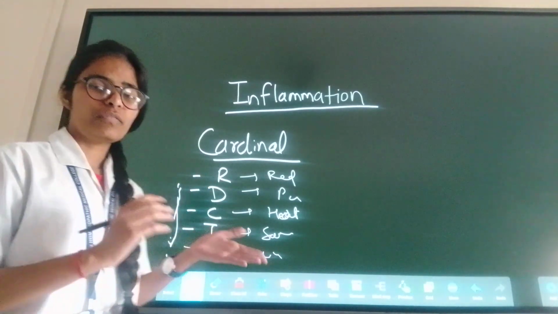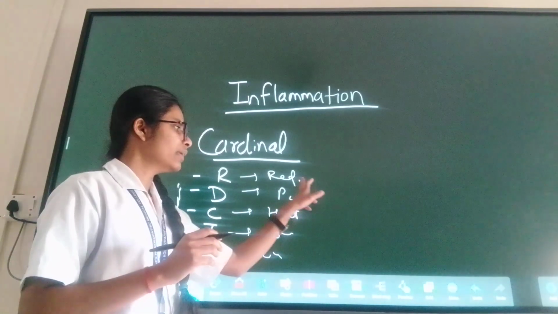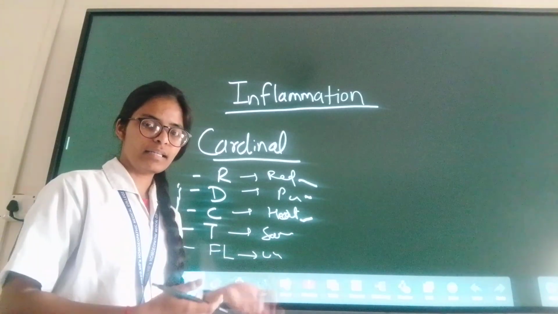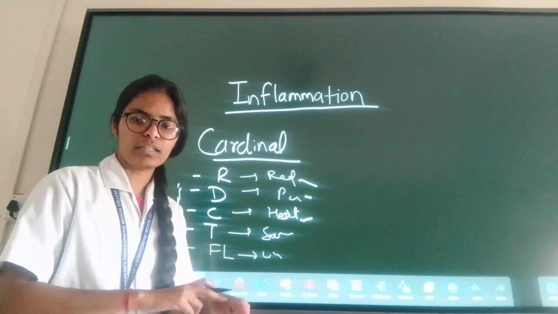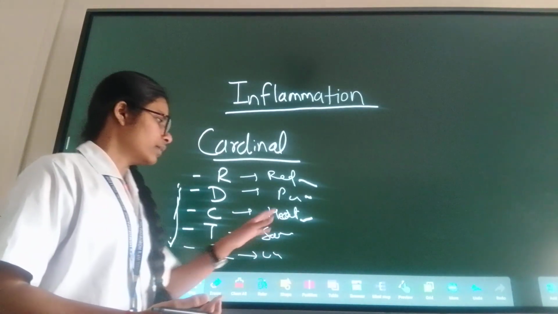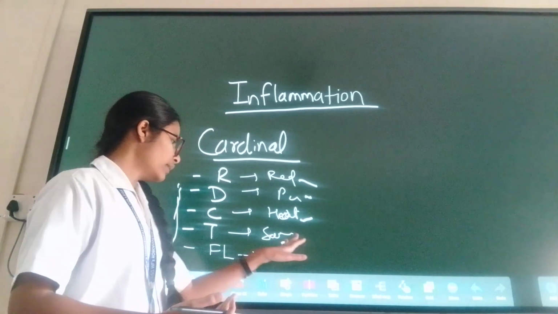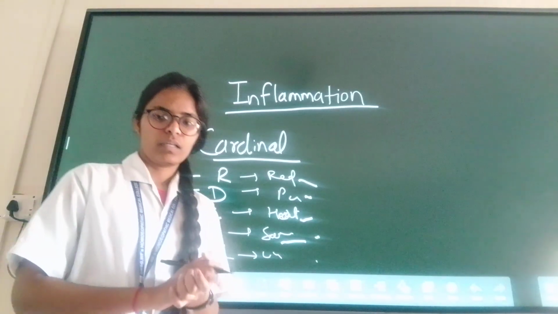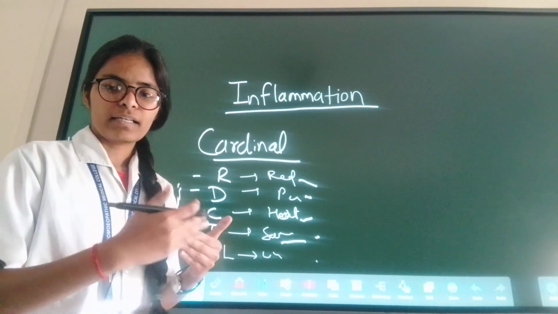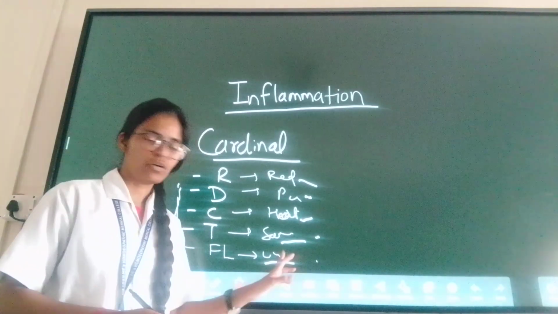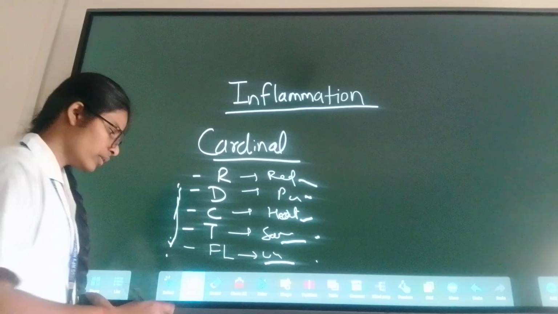If your tissue gets inflamed, it will be red, it will be painful, and the heat will increase. If you compare your normal tissue and the injured tissue, the temperature of the inflamed tissue is higher. Then there is swelling, local swelling. This is temporary, to fight against that foreign injury or foreign body. And functio laesa, loss of function: the tissue loses its function.